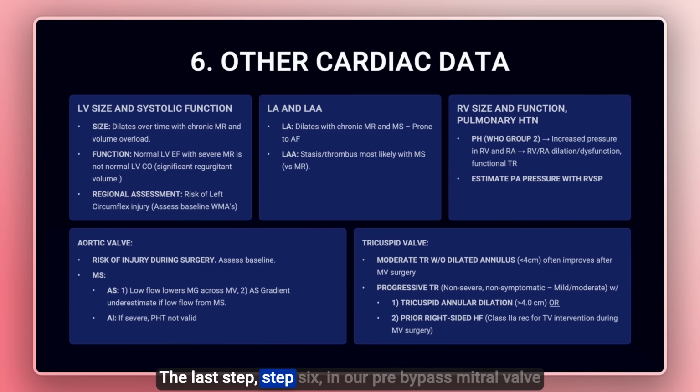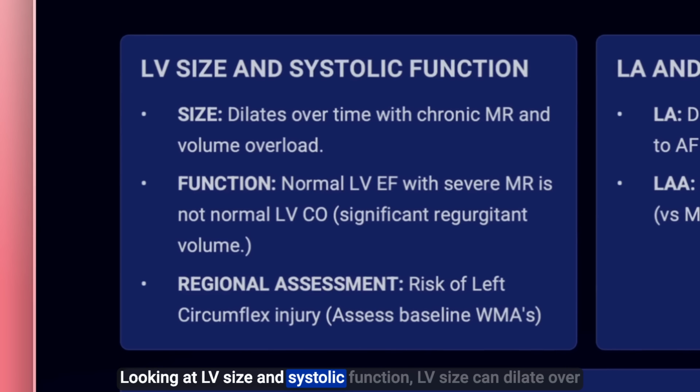The last step, step 6 in our pre-bypass mitral valve evaluation, will consist in looking at all the other cardiac data that could be relevant for the surgery. Looking at LV size and systolic function, LV size can dilate over time with chronic mitral regurgitation and volume overload. The function can appear normal, but because there's significant regurgitant volume in an MR jet, normal LV ejection fraction does not always indicate normal cardiac output.